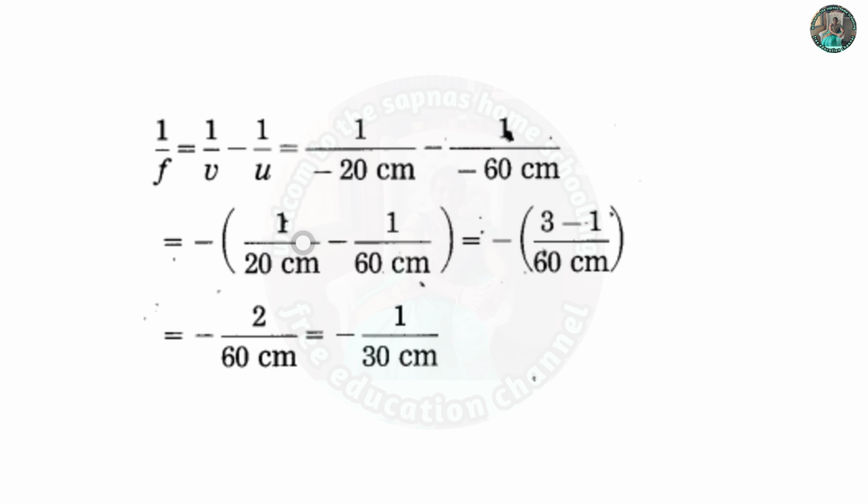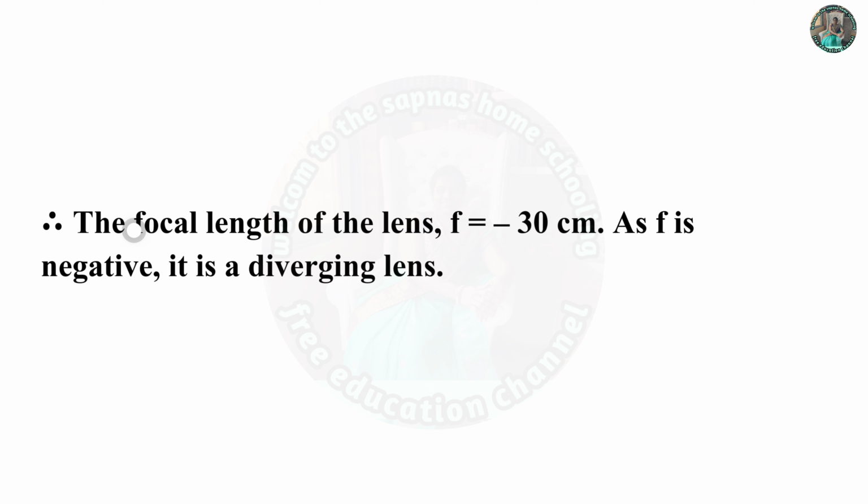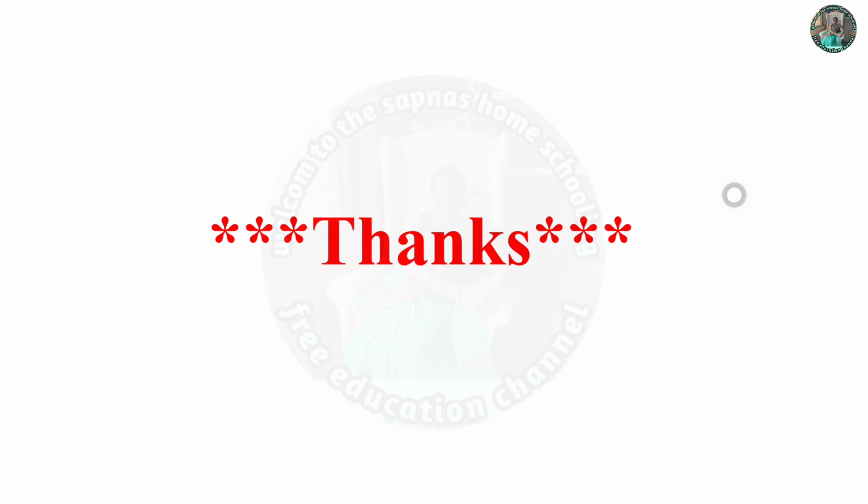So minus 1 upon 20 centimeter plus 1 upon 60 centimeter is equal to minus 3 plus 1 upon 60 centimeter. So minus 2 upon 60 centimeter is equal to minus 1 upon 30 centimeter. Thus the focal length of the lens f is equal to minus 30 centimeter. As f is negative, it is a diverging lens.